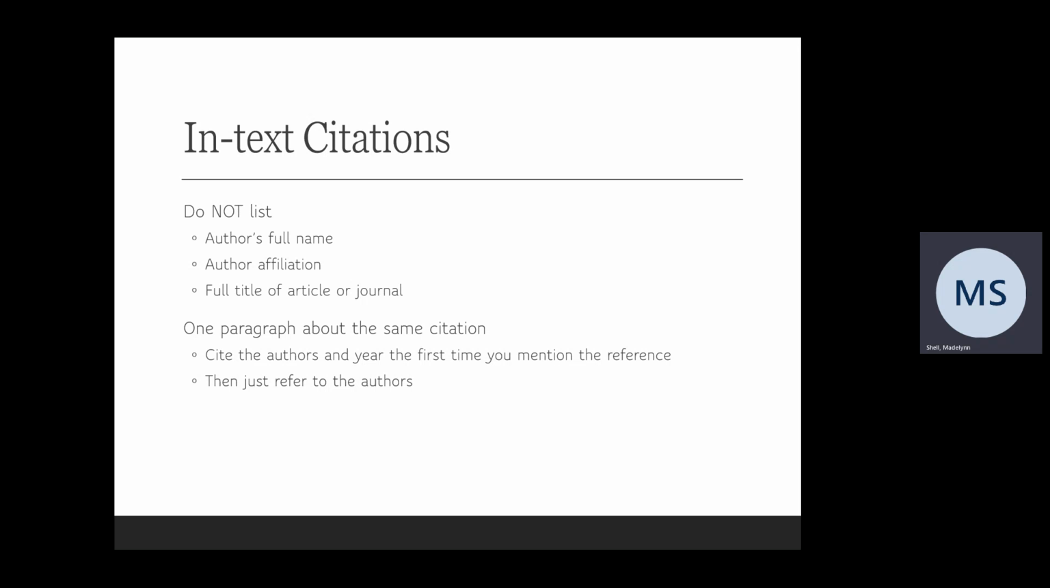You should consistently throughout the paper refer to the authors and make it clear that you're talking about the same article, and you don't need to cite it every single sentence. Smith and colleagues found an example of this. For example, their first finding demonstrated that blah, blah, blah. The second finding of this study demonstrated that blah, blah, blah. So you keep linking it back, and it's clear that it's referring to the same article and you don't need to cite them every single sentence.